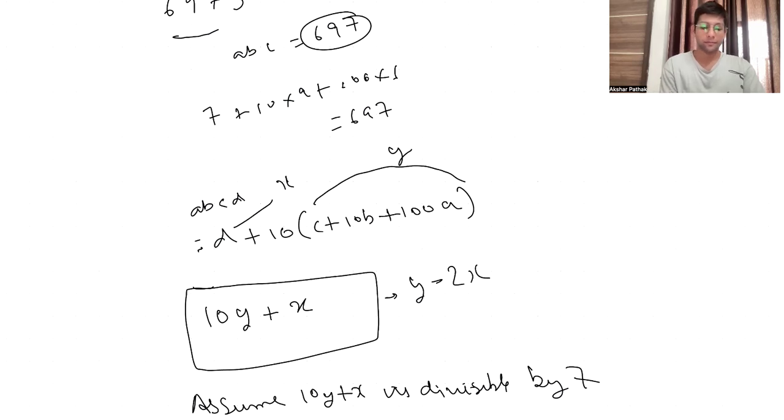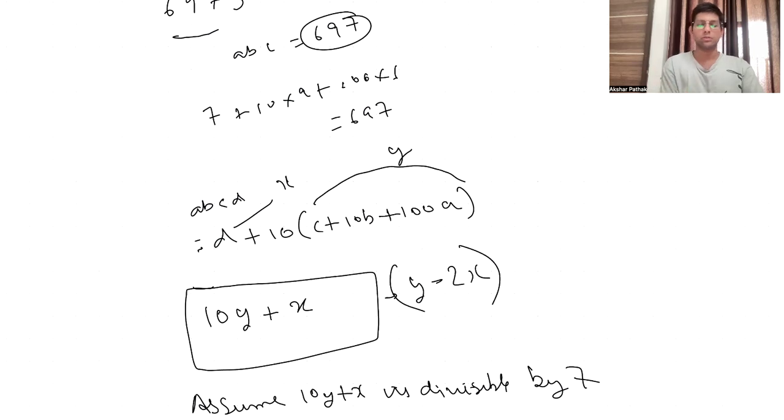Y minus 2x must be divisible by 7. Now, what is y? Oh, okay. Sorry. This whole is not y. This is just y, 10 times y. Okay, my bad. So y minus 2x must be divisible by 7. Now, what is y? c plus 10b plus 100a. It means the remaining digits except the last one. So y is the remaining digits and x is the last digit.